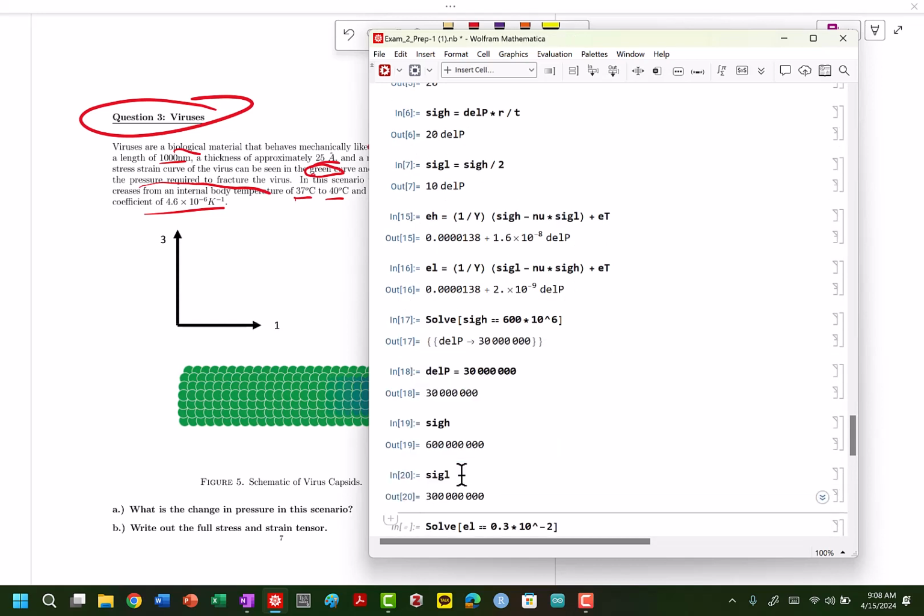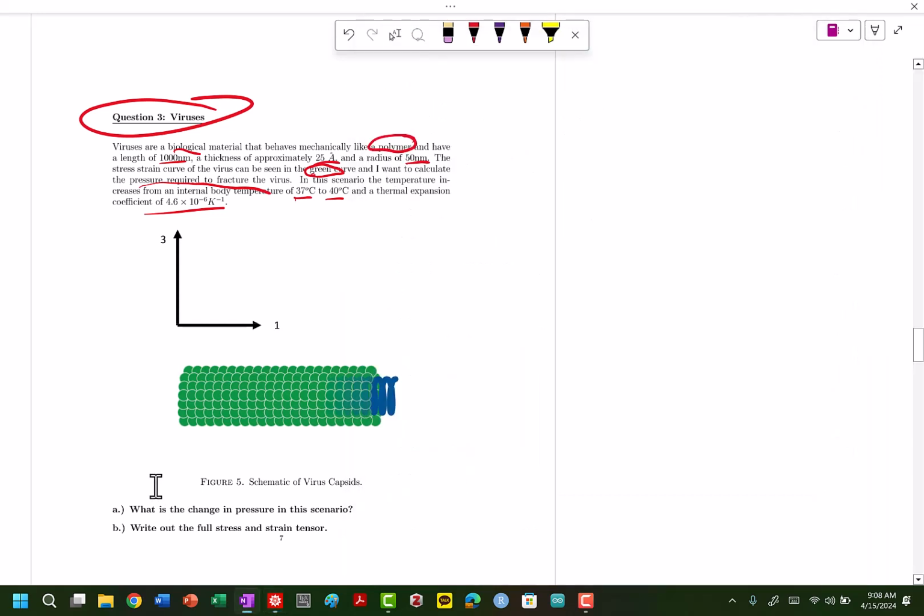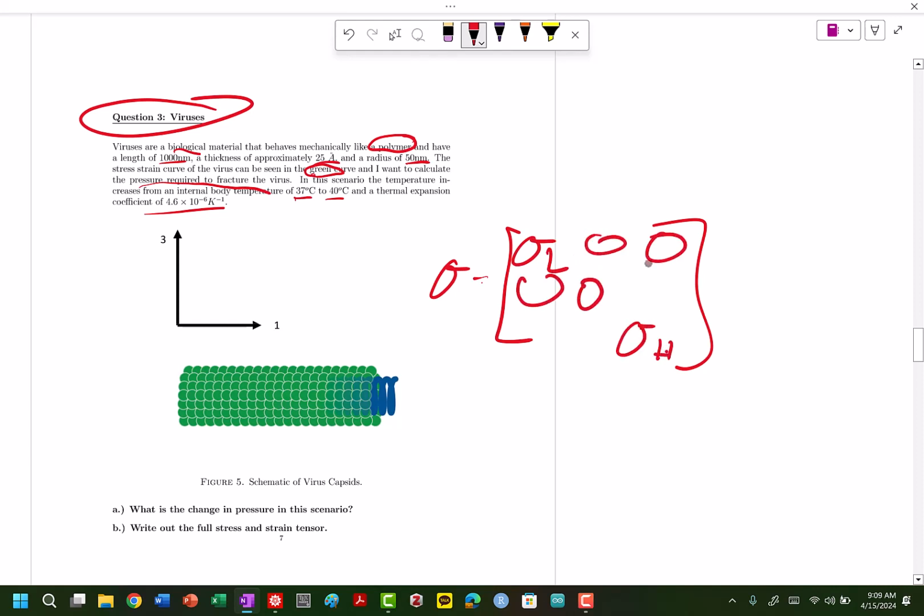I also will have EH, EL, and we got those values. So our stress tensor will look like, in this scenario, longitudinal will be here, hoop will be here, everything else will be 0, and the same for strain. So we calculated this, we wrote out the full stress and strain tensor.